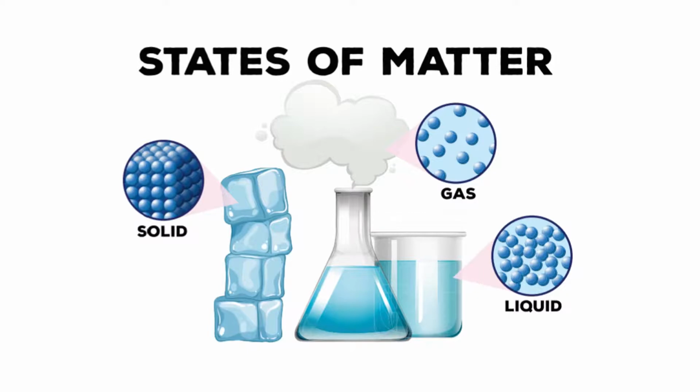Gas particles can move freely and quickly and have the highest amount of energy. Liquid particles have a lesser amount of energy than gas particles, but can still slide past each other. Solid particles have the least amount of energy and can only vibrate. Okay, so let's see what else we have.